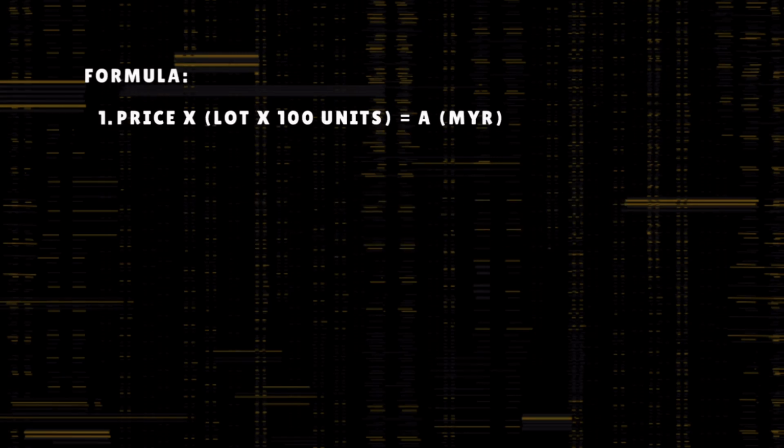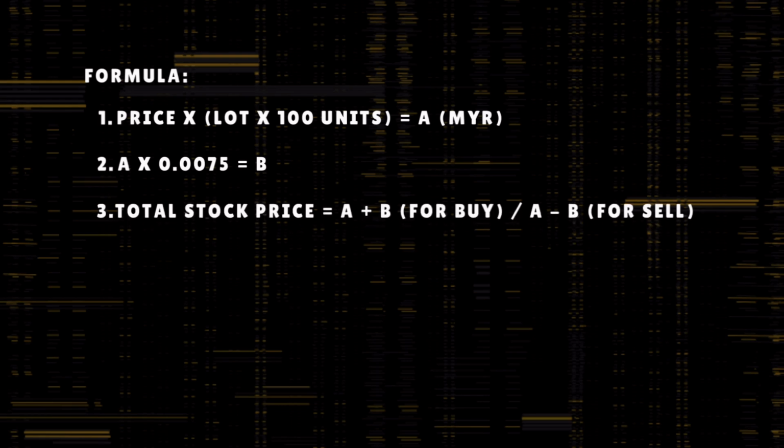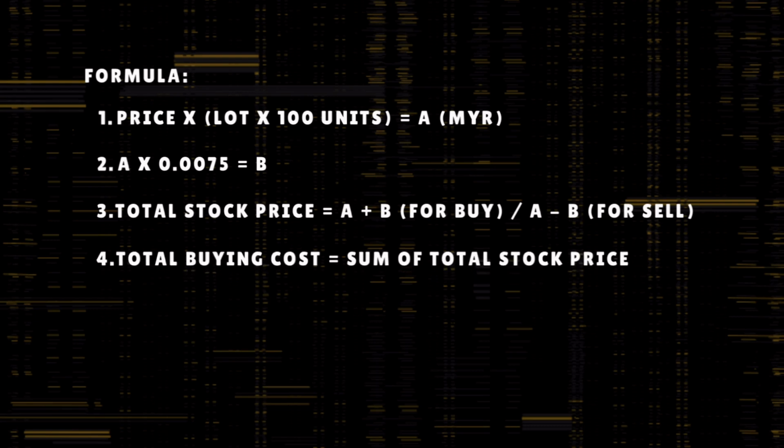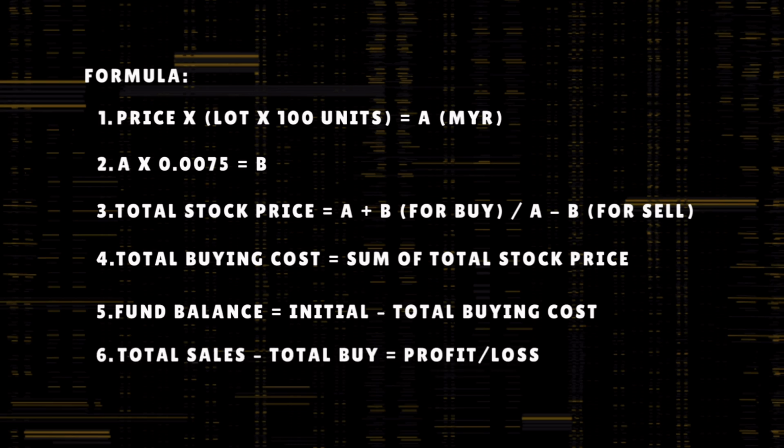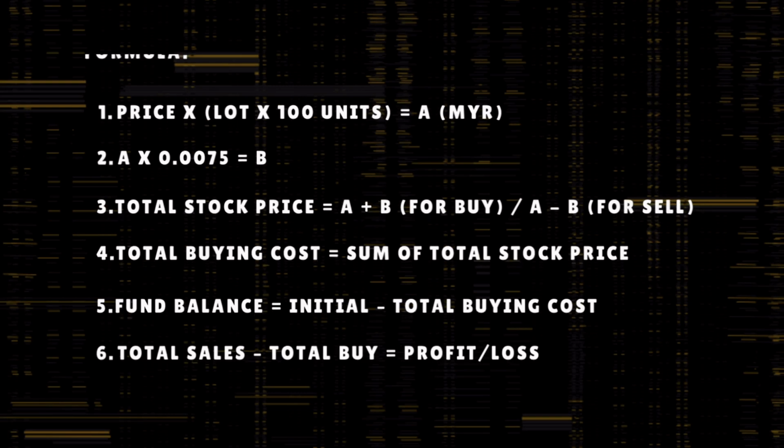Formula number 1, price times lot times 100 units equals A MYR. Number 2, A times 0.0075 equals B. Number 3, total stock price equals A plus B for buy and A minus B for sell. Number 4, total buying cost equals sum of total stock price. Number 5, fund balance equals initial minus total buying cost. Number 6, total sales minus total buy equals profit or loss.